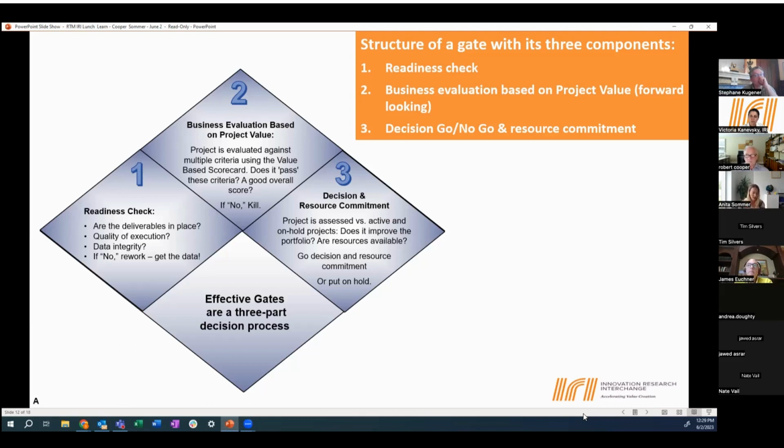A lot of times it's kind of assumed that the project will bring the value that was in the business case, but as value and the environment around your project is changing, you actually want to be curious about the value. And then finally, this decision and resource commitment.